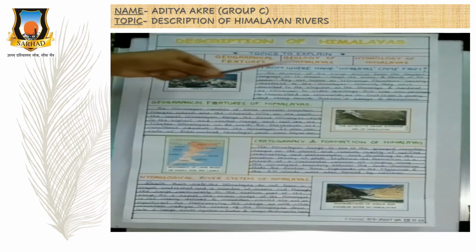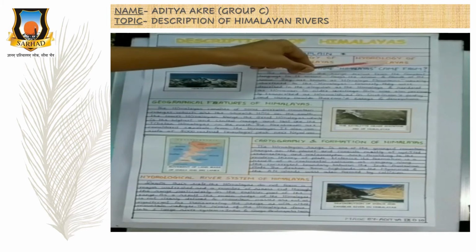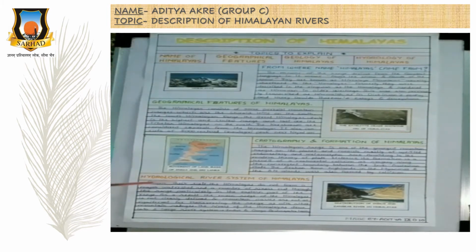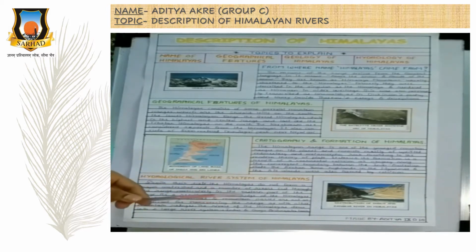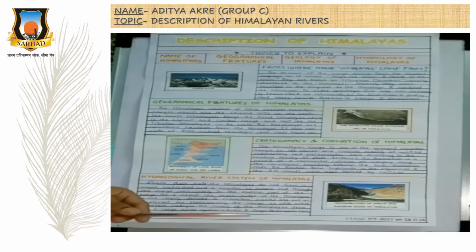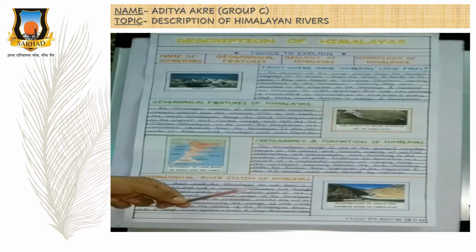Our fourth topic is hydrology of Himalayas, in which we are going to see the hydrological river system of Himalayas, which means we are going to see from where the rivers originate or where they get distributed to other rivers. Despite their scale, the Himalayas do not form a major watershed, and a number of rivers cut through the range, particularly in the eastern part of the range.